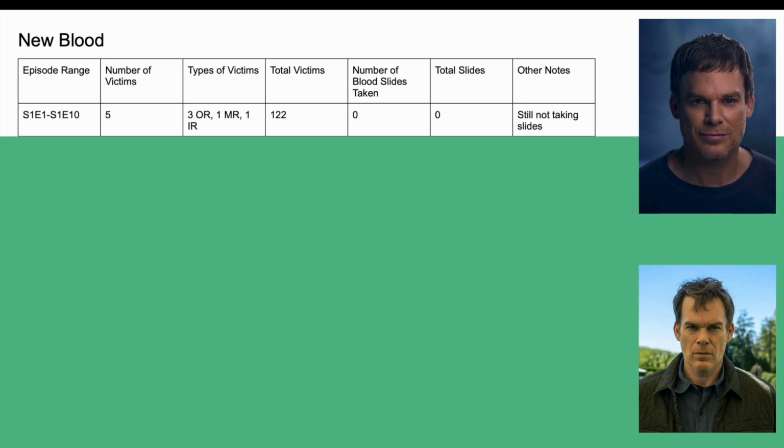He's just still not taking slides. You know, he wasn't expecting to start murdering again, I guess. But that does bring his total number of victims up to 122.